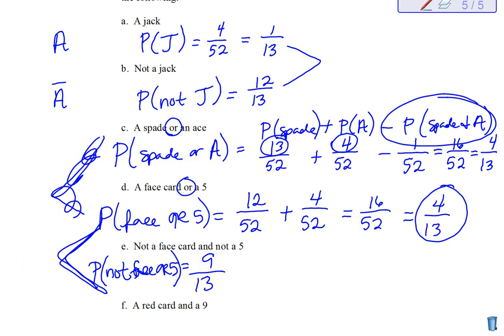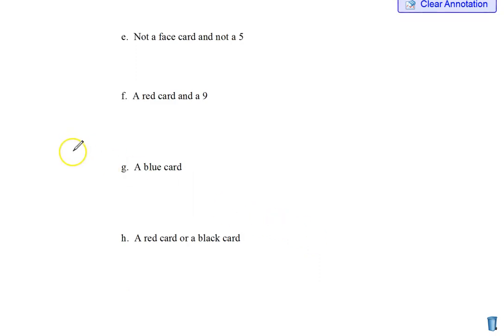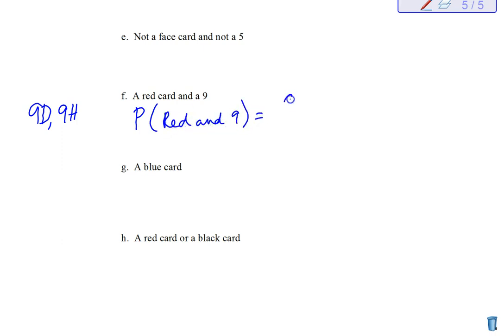All right, part F. Here I see the word and instead of the word or. The word and, remember there's not a special formula for that. So if I want a red card and a 9, well, I have to think about how many cards in the deck are red and have a 9 on them. That would be the 9 of diamonds and the 9 of hearts, because diamonds and hearts are the red cards, and there's a 9 of diamonds and a 9 of hearts. So the probability of getting a red card and a 9 would be equal to 2 out of 52, and that's obviously going to reduce to 1/26.